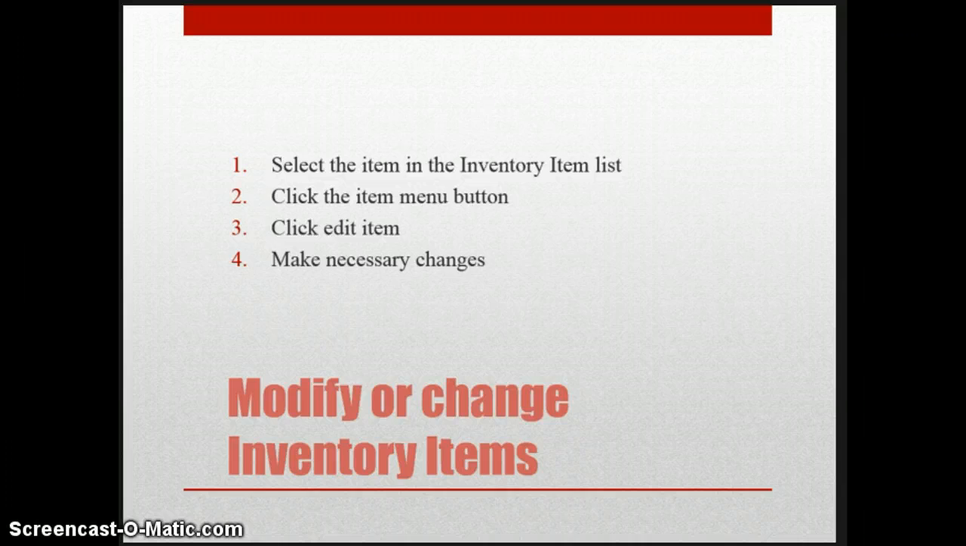Inventory items can be modified or changed. So how do you do it? You select the item, you click the item menu, again, edit, and you make the necessary changes that you need to make. Okay? So that's just chapter 5 really in a nutshell.